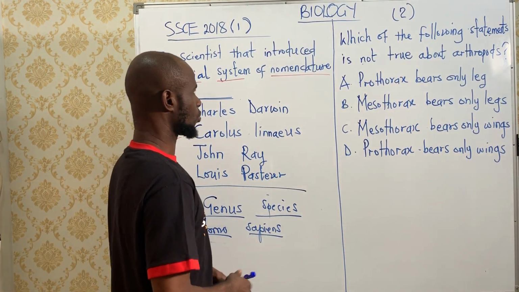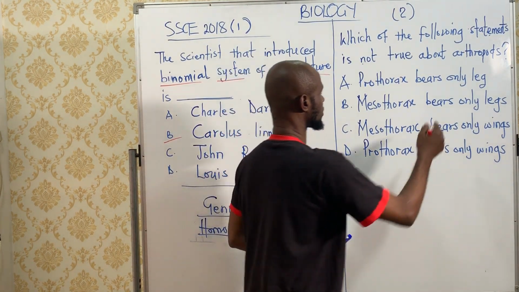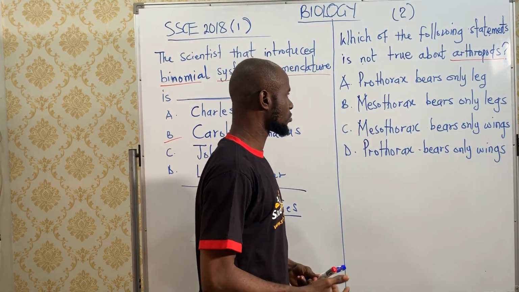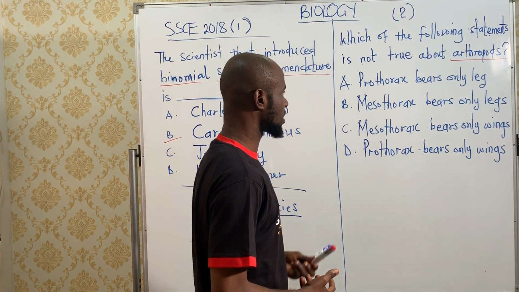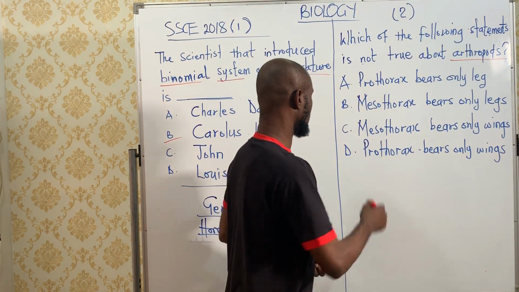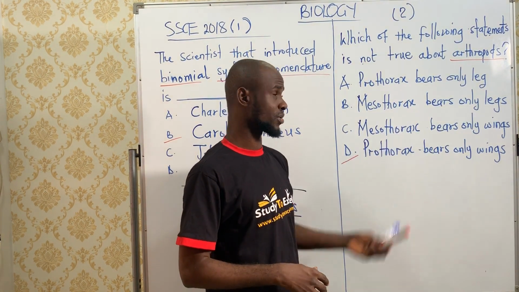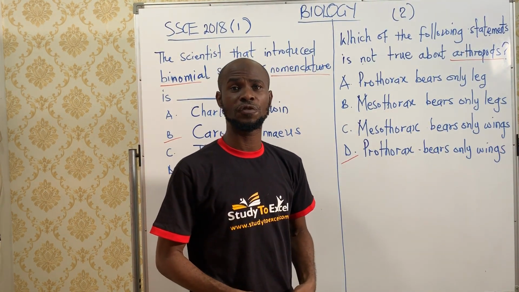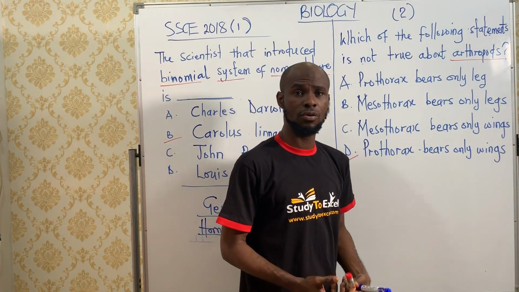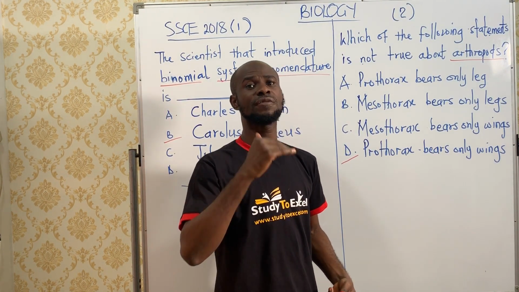Now let's go to the second question. Which of the following statements is not true about the arthropods? We have: prothorax bears only legs, mesothorax bears only legs, mesothorax bears only wings, and prothorax bears only wings. The answer is prothorax bears only wings. What are arthropods? Arthropods are the largest group of invertebrates, and the largest class under the phylum arthropoda is the insect. A typical arthropod or insect has 3 divisions of the body.